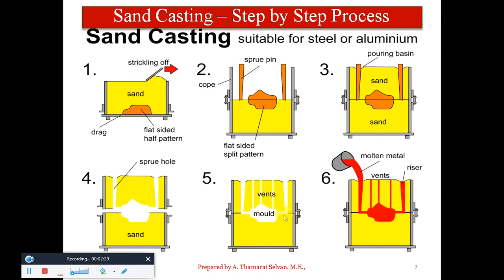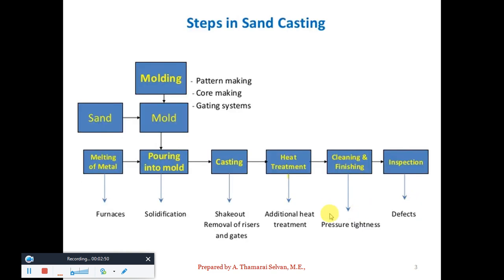And then the molten metal is poured inside, so that the mold cavity is filled up with the molten metal. On the other side, the molten metal will rise in the riser, and visually we can confirm that the mold cavity is completely filled up inside the mold. These are the steps involved in sand casting processes.